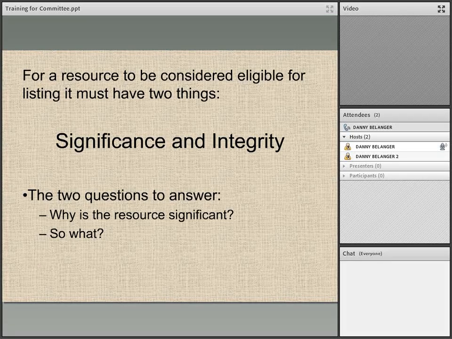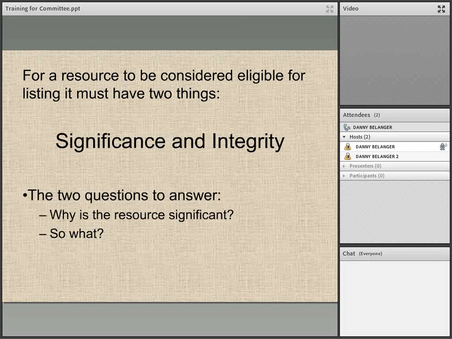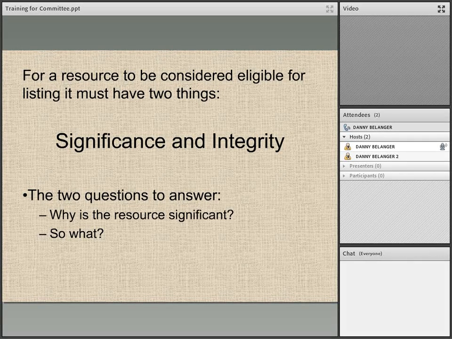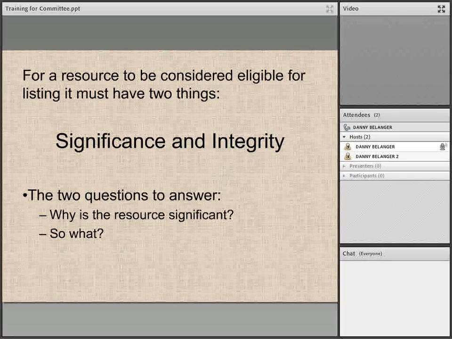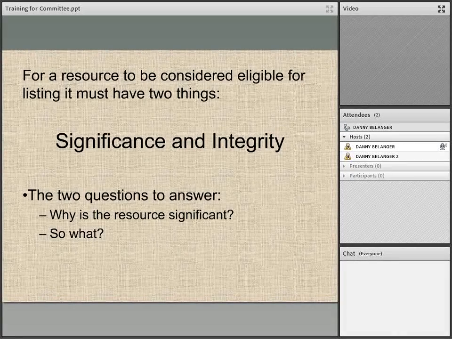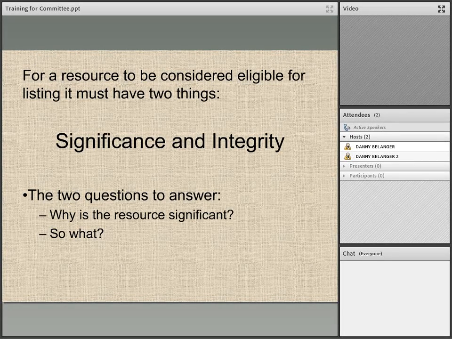For a resource to be considered eligible for a listing, they must have two things: significance and integrity. The two questions you want to ask yourself is, why is the resource significant, and so what? Why is that even important? As I stated earlier, Section 7 will be your architectural descriptions, and that'll help cover integrity. And Section 8 will discuss the resource's significance. Integrity can directly reflect the property's significance, and the property's significance can be seen in the integrity that is remaining. So these go hand in hand.